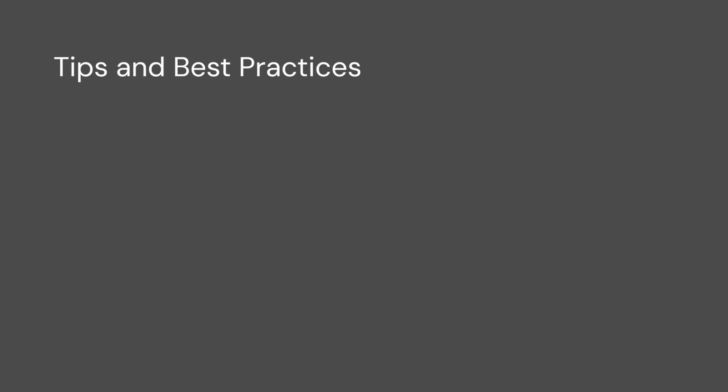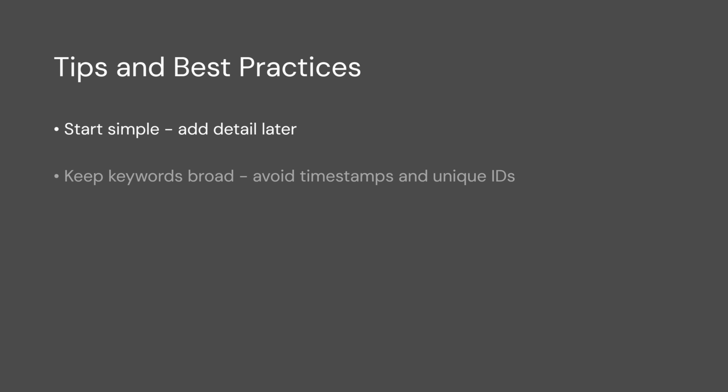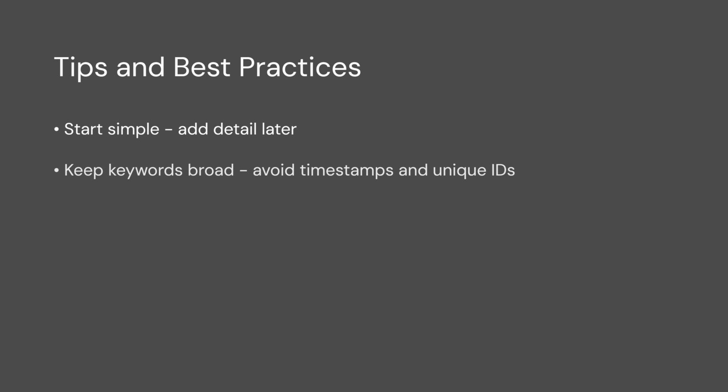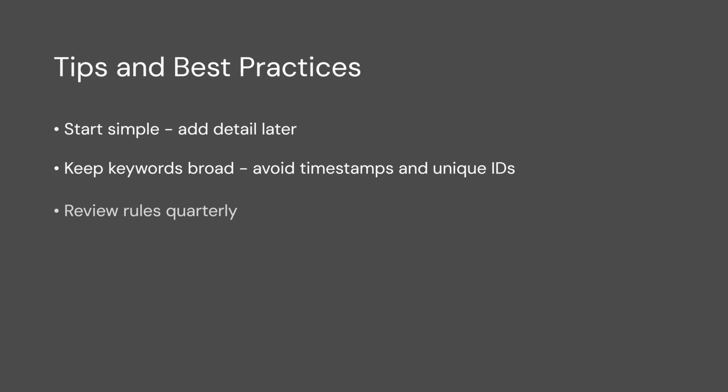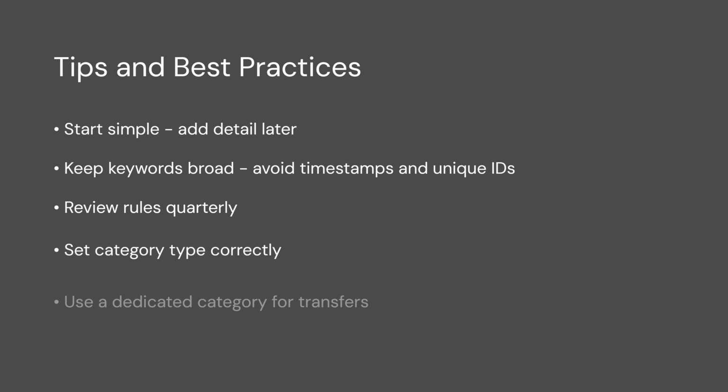Tips and best practices. Start simple. Add detail later with parent categories. Keep keywords broad. Avoid timestamps, branch names, and unique IDs. Review rules quarterly. Merchants change names and formats. Report hygiene. Set category type to income only or expense only. Avoid both. Transfers. Always use a dedicated category for transfers.